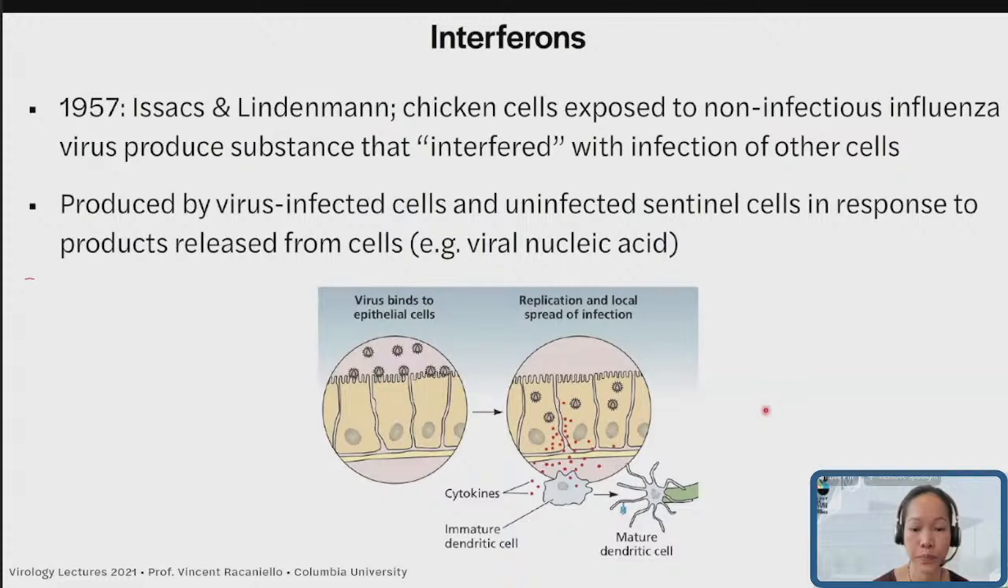So here, yung virus nagbind sa epithelial cells, yung binding ng virus and yung pag-endocytose ng cells ng viruses, ay nag-trigger ng production ng cytokines. And then yung production ng cytokines naman, nag-trigger na mapatrol siya ng mga immature dendritic cells. And then, yung immature dendritic cells na-activate, magiging mature dendritic cell, nagkakaroon ng conformational change. And then, sa conformational change na in-expose na yung peptide.